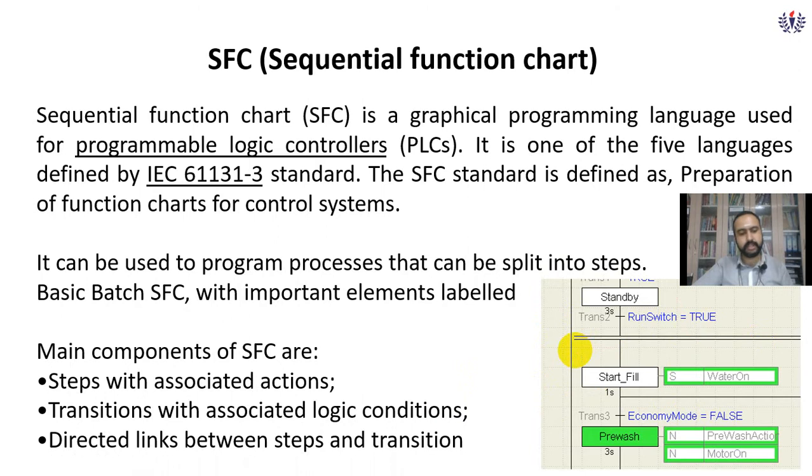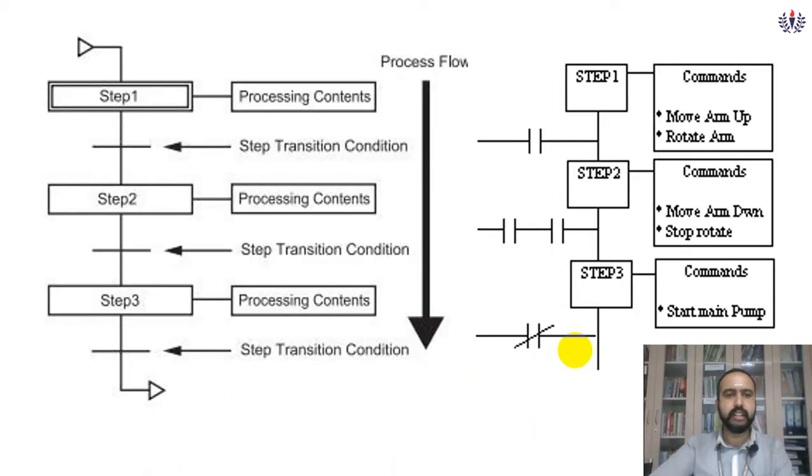Based on this, you can plan for programming using SFC. So this is the detailed part of the SFC, where you can see the processing contents. This is the transition for moving from step 1 to step 2. The initial step will always be the first step. If this condition is satisfied, it will go to the next step. If not, it will not proceed to the next step.